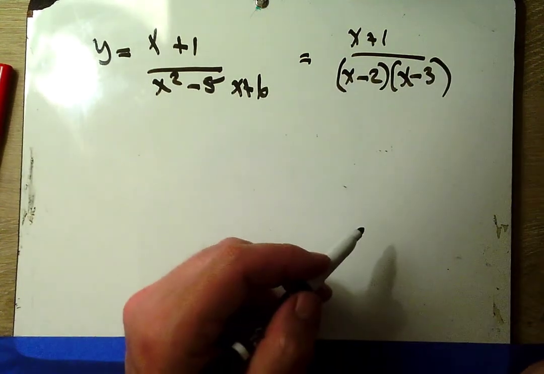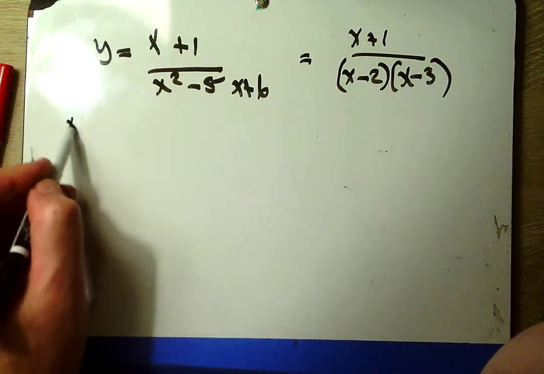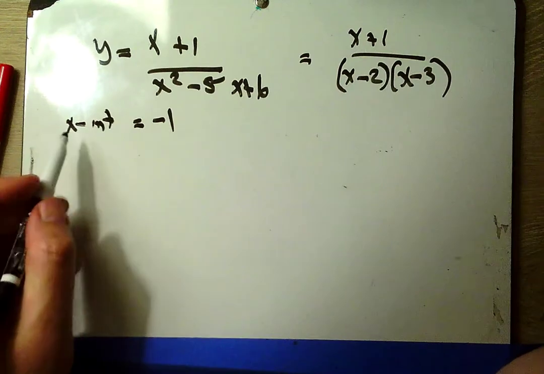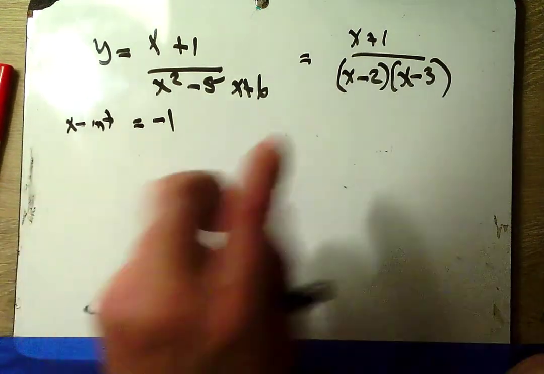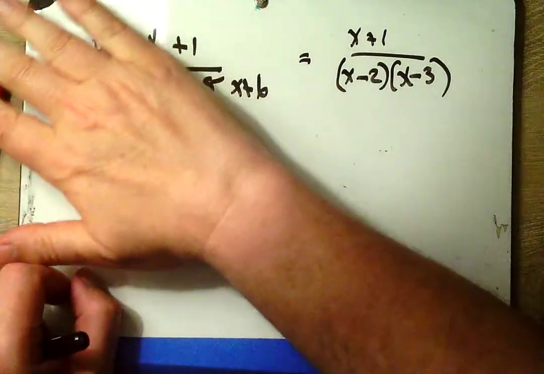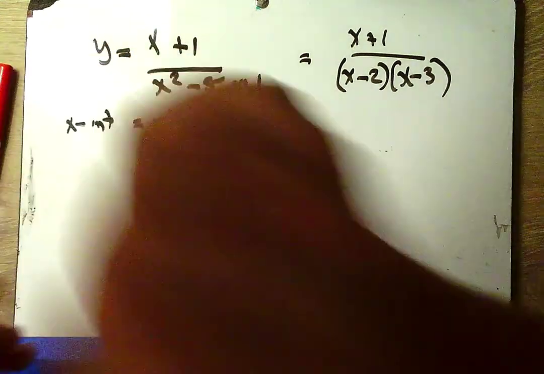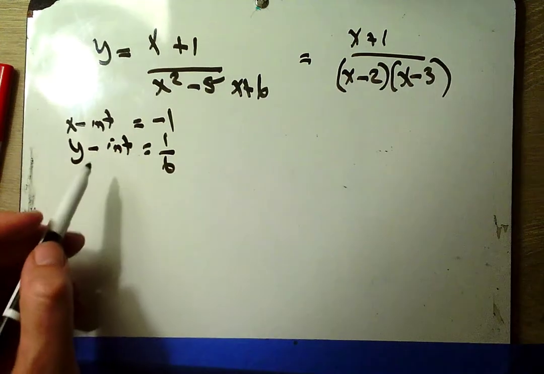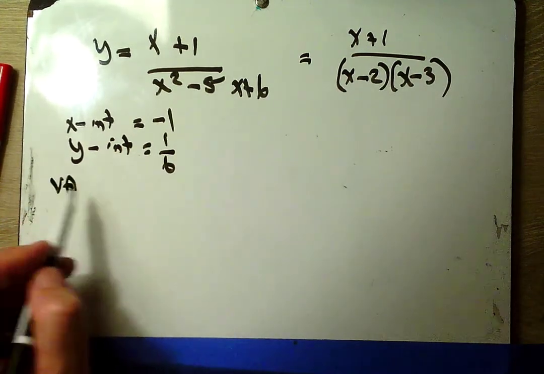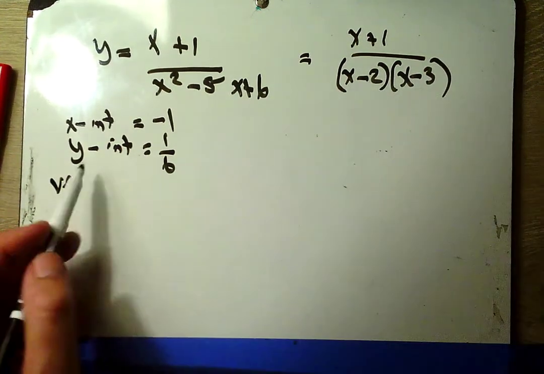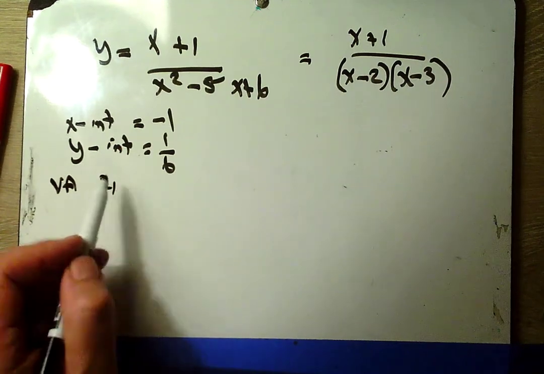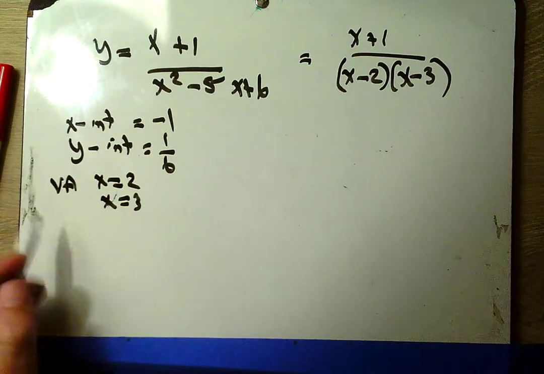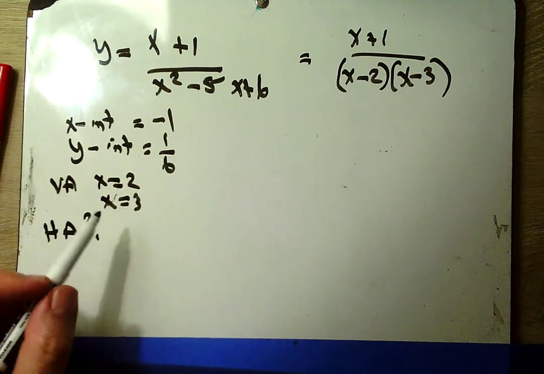And so what do I have? Well, I've got an x-intercept at -1, because I set the top equal to 0. If I cover up all the x's, I end up with +1/6 for my y-intercept. And vertical asymptotes, we set these equal to 0. Inside is opposite line. x equals 2, x equals 3. And horizontal asymptote? Well, let's take a look.